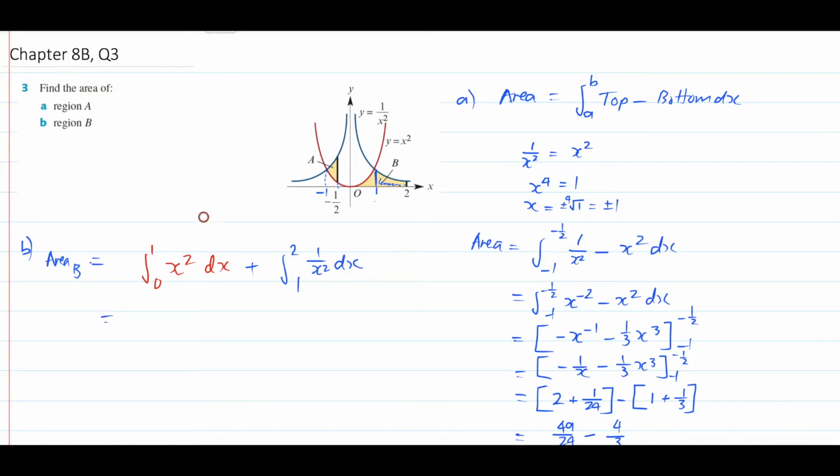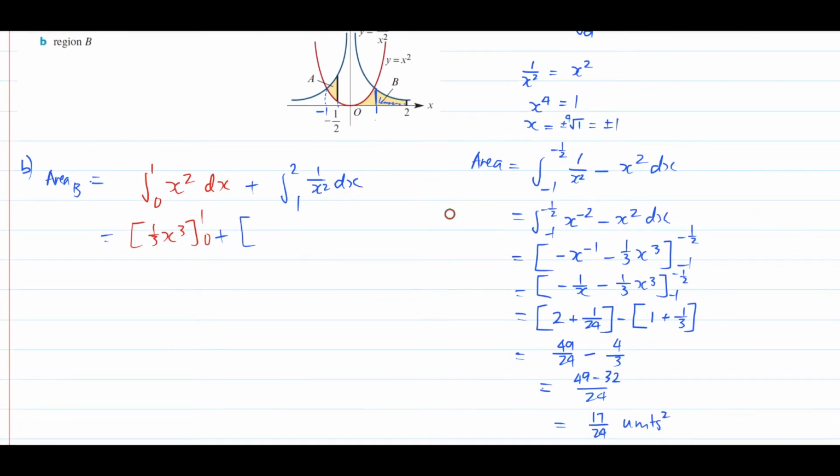So let's have a go. X squared, well, that just becomes 1 on 3 x cubed, and then sub in 1, 0. And for the blue one, we know that when we antidiff 1 on x squared, which is x to the power negative 2, we get negative 1 on x. So I'm just going to rewrite that again. Negative 1 on x, we sub in this time 2 and 1.